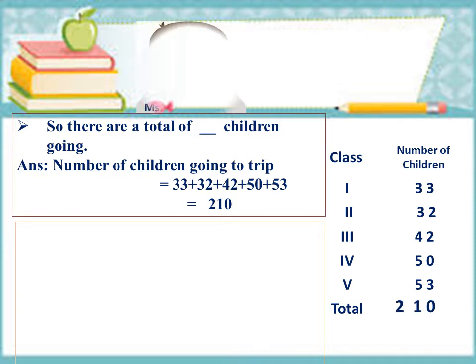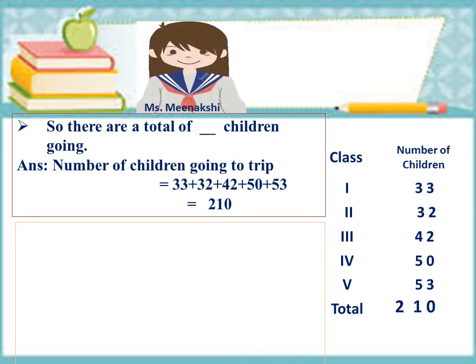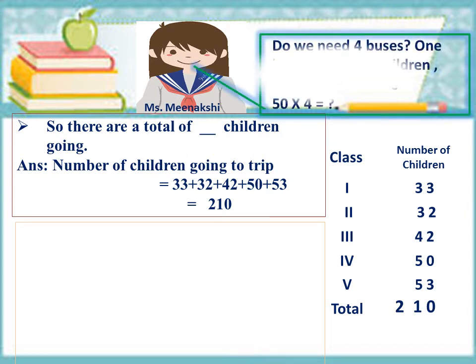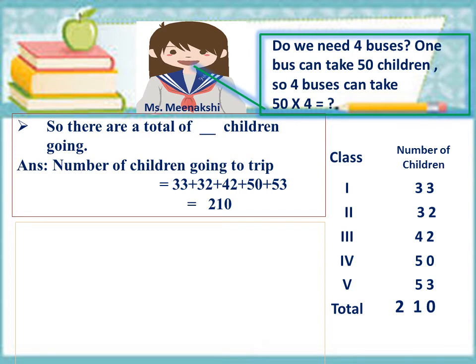Meanwhile, Meenakshi is thinking to herself: do we need 4 buses? One bus can take 50 children. So how many children can 4 buses take? 50 into 4. She is calculating in her mind. So 50 into 4 equals 200 children.